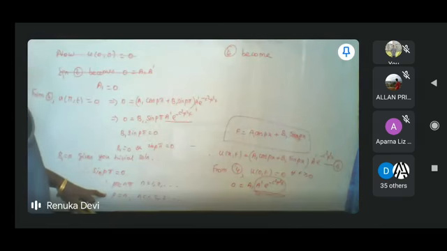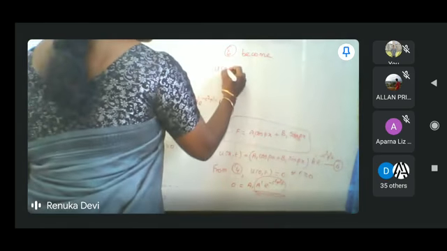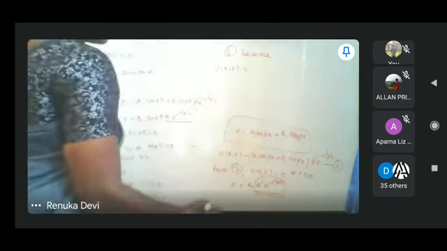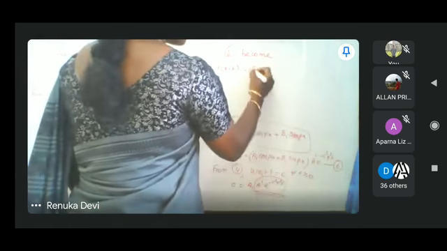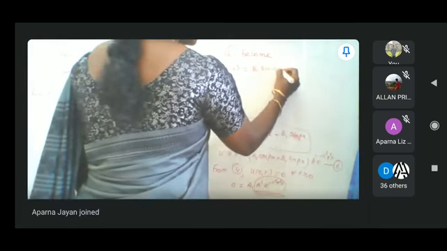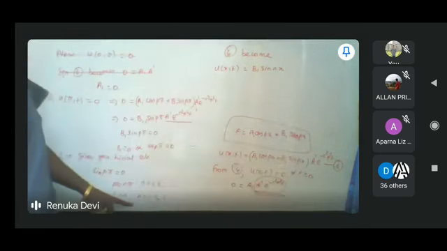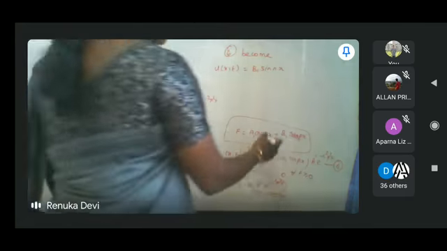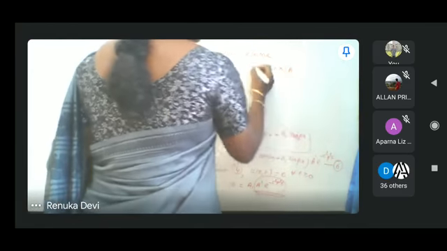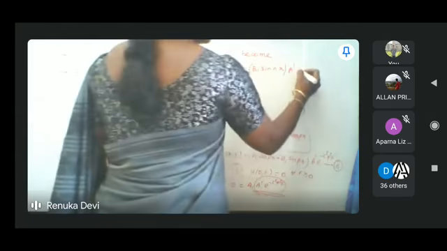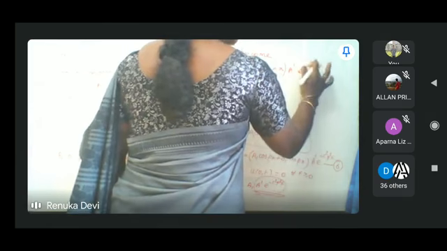What is this? U of x comma t equal to a1 is 0. So here b1 sin nx, isn't it? P equal to n. So sin nx, and a dash is also there, e raised to minus c square p square t. So p square is n square.